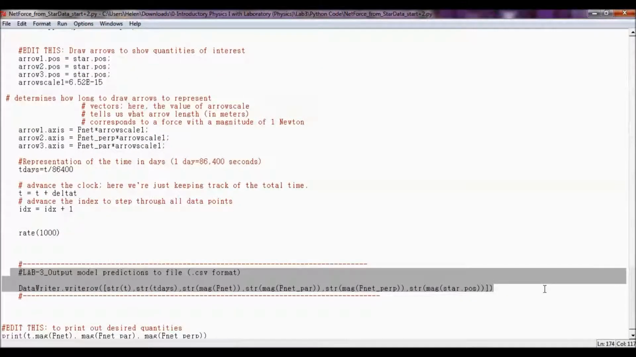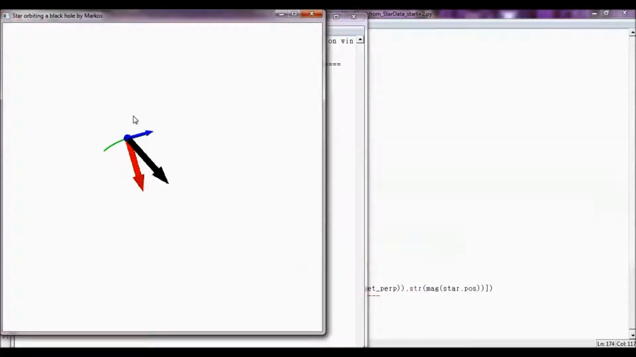I chose to output specific model predictions to a CSV file. The chosen output predictions refer to time in seconds, time in days, the magnitude of the net force acting on the star and its components, as well as the distance between the star and the black hole. Here is the model when it runs. As we can see, as the star approaches the black hole, its speed increases and vice versa.